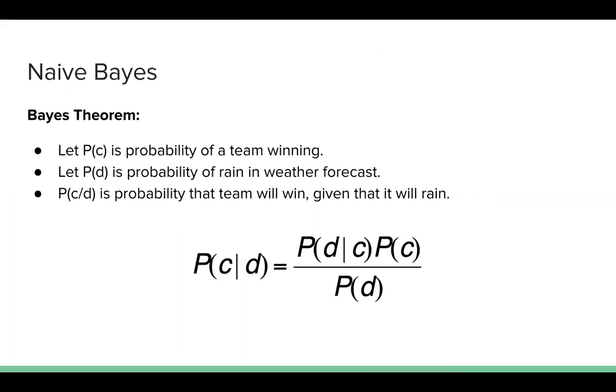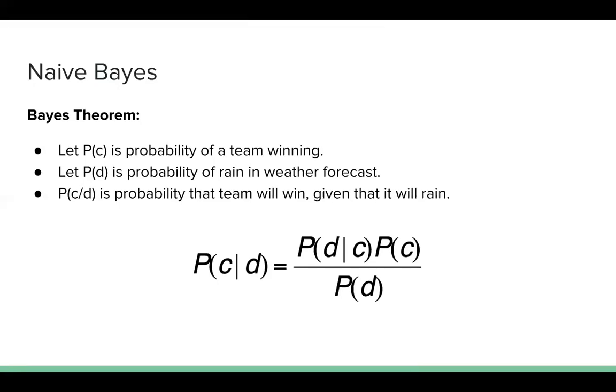The naive Bayes algorithm fundamentally works on the concept of Bayes theorem. So I would like to quickly iterate the basics here. P of C is the probability of a team winning, let's say, and P of D is the probability of rain in the weather forecast. So what is P of C by D? If something is called P of A by B, it is the probability of the occurrence of A given that B has already occurred. Similarly, P of C by D is the probability that the team will win given that it will rain.